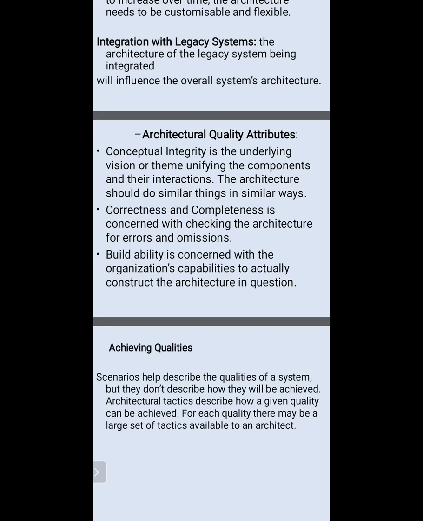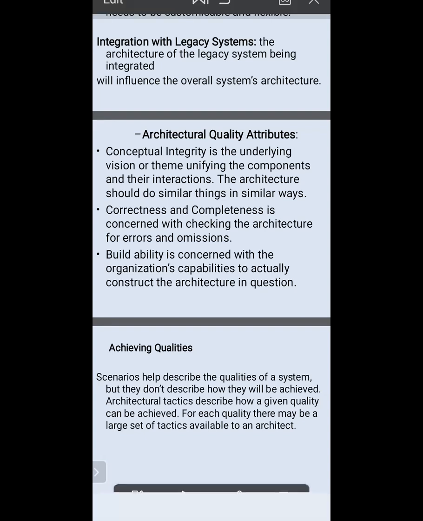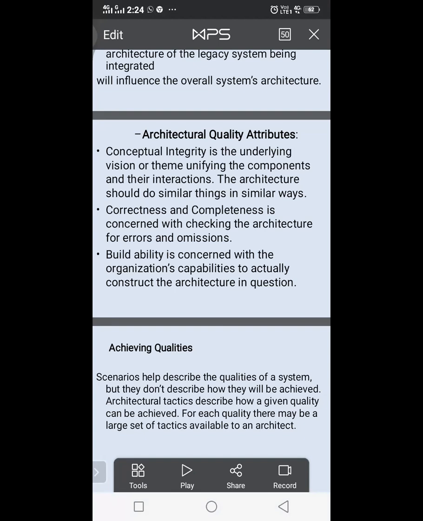Conceptual integrity is the underlying vision or theme unifying the components and their interactions. The architecture should do similar things in similar ways. Correctness and completeness is the concern with checking the architecture for errors and omissions. Buildability is concerned with the organization's capabilities to actually construct the architecture in question. So all these are related with the architectural qualities.